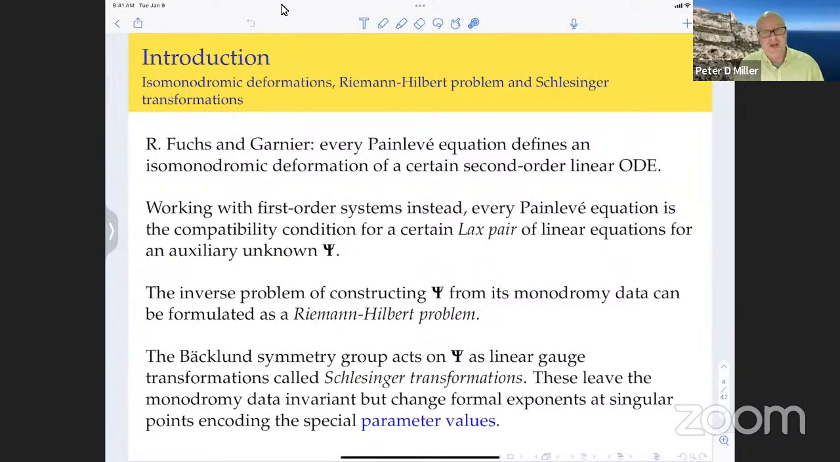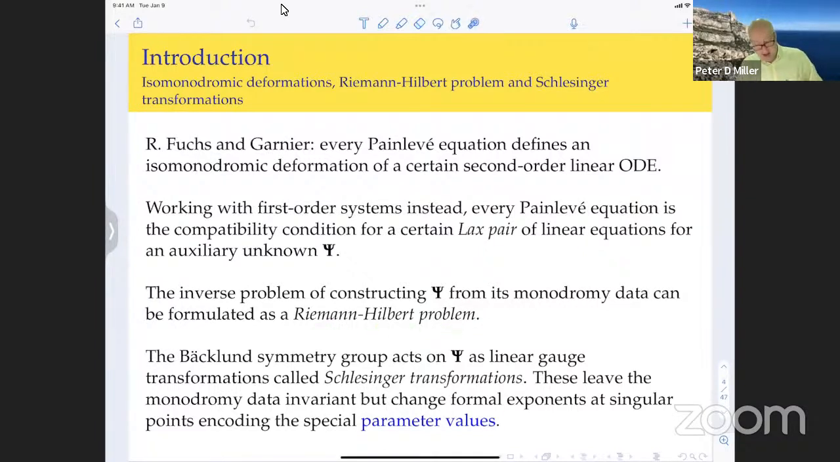Now, for such a Lax pair, we may consider the inverse problem. That's the problem of constructing the simultaneous solution of, say, the differential equation with respect to the spectral parameter from the monodromy data of the problem, which of course is invariant under the second equation, the one that's the deformation, the isomonodromic deformation. So that inverse problem can be formulated, say, in the complex plane as a Riemann-Hilbert problem.